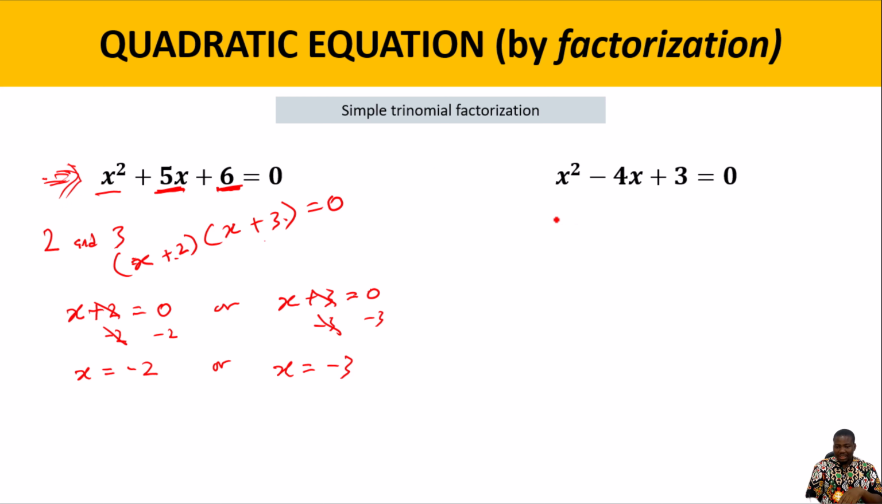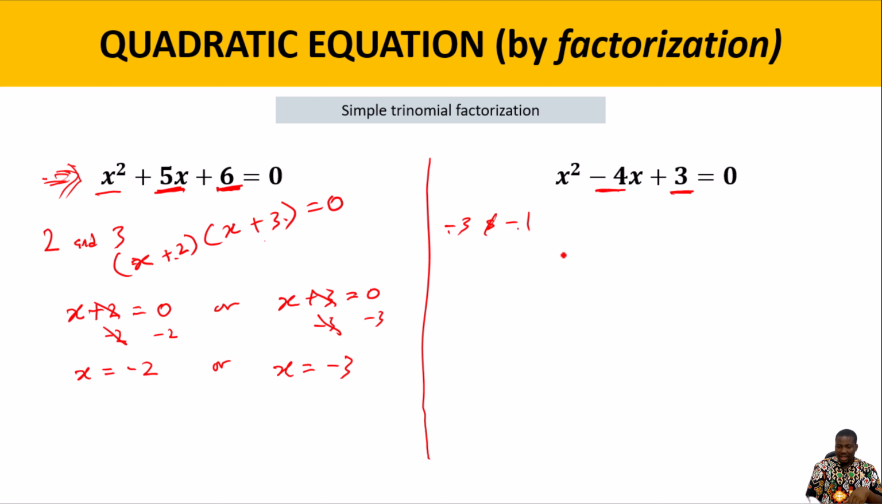Now, let's try the second question. We are looking for two numbers that when we add them together, give us negative 4, but when we multiply them, give us 3. Well, I can think of negative 3 and negative 1. Negative 3 times negative 1 is positive 3. Negative 3 plus negative 1 is negative 4.